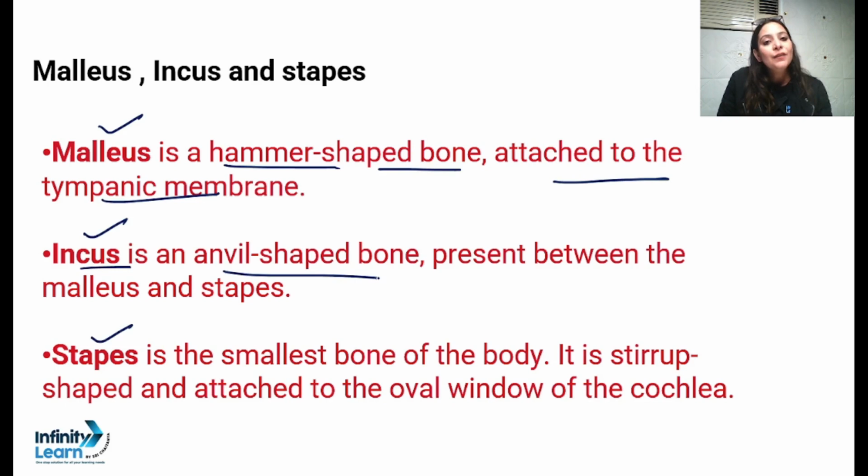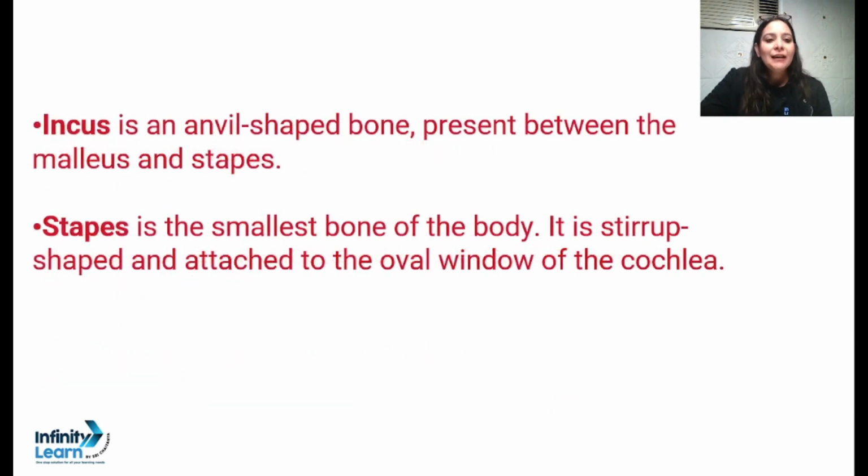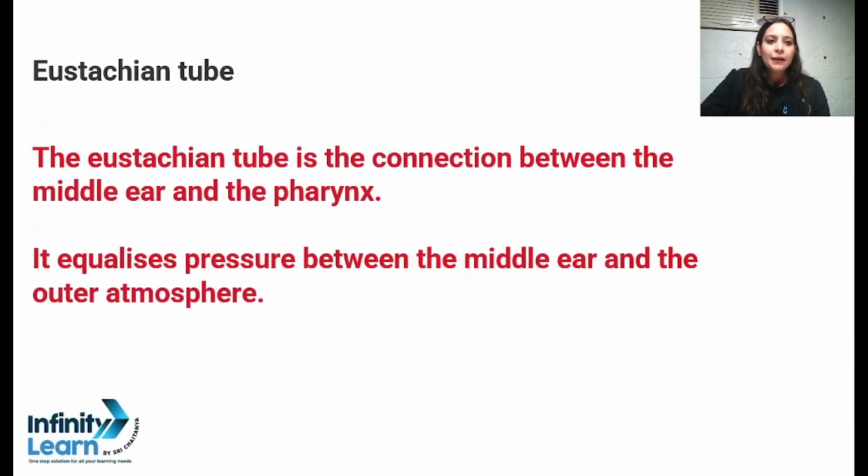Incus is an anvil-shaped bone. I'll just show you their shapes also, and it is present between these two bones. Stapes is the smallest bone of the body. It is stirrup-like and it is attached to the oval window of cochlea, right? So incus we have already discussed, anvil shape, and stapes is a smaller bone which is stirrup shaped.